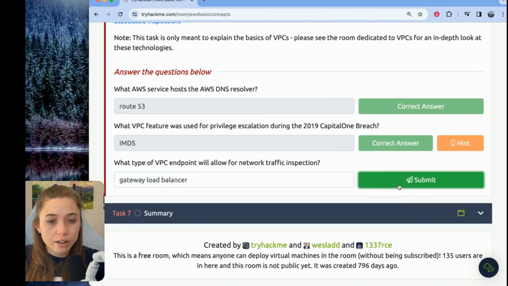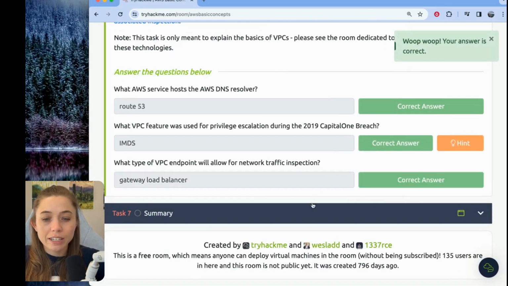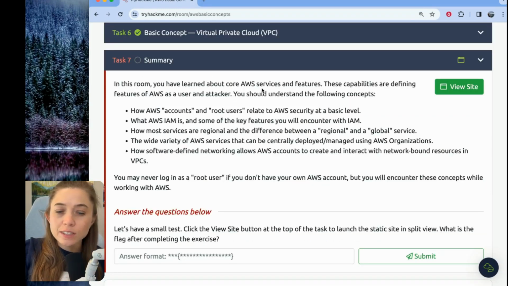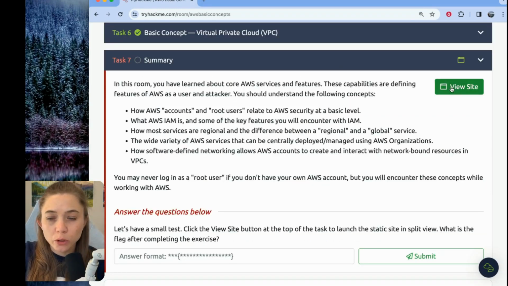So let's see if that's the answer. Okay, perfect. Let's move on to task 7, which is the summary task, and then we will be done with this room. All right, so the summary task looks like maybe we're going to have something similar in format to the summary in that first 101 room.